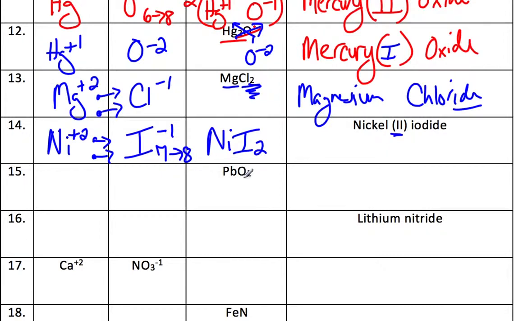PbO2. So here we go. Lead is one of those low P's. It could make more than one charge. In fact, it can make a plus 2 or a plus 4. How do you know this? You've got to look it up on your reference sheet there.